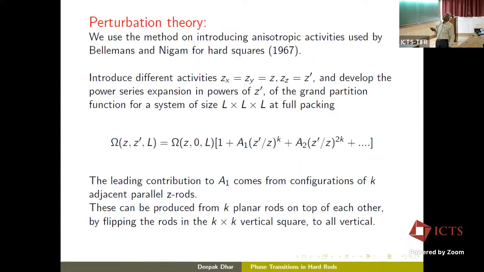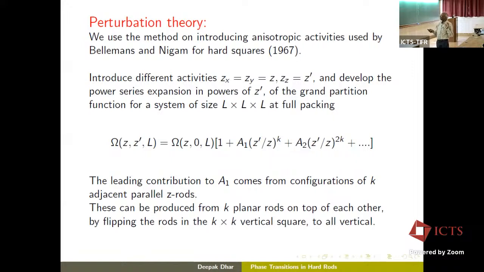Okay, so this is the perturbation theory for D equal to 3. And the argument we use was used by Bellman and Nigam in 1967. So they said that I want to do 3-dimensional stuff. I want to have rods which are vertical or in the plane. Let me assign a weight to the vertical rods which is z prime, which is different from the weight assigned to the horizontal planes. And let me do this more general problem. Omega is z prime L.